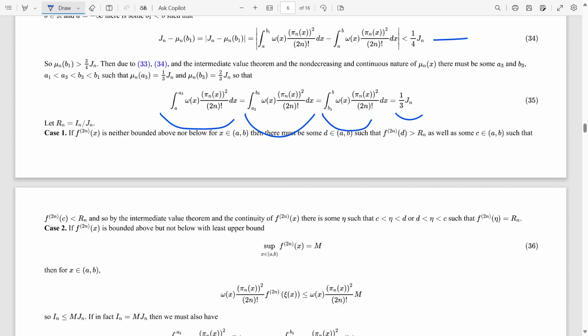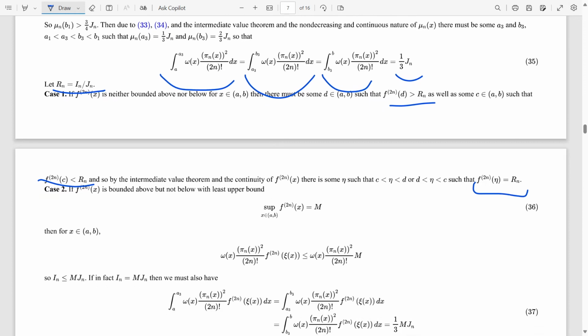And here we have, keep in mind that Rn is In over Jn. The difficult case is where it is bounded. Like if we look in case 1, we see that if it's not bounded, we can find an f2n of d that's bigger than Rn and f2n of c that's less than Rn, and apply the intermediate value theorem to find an f2n of xi that is actually equal to Rn.